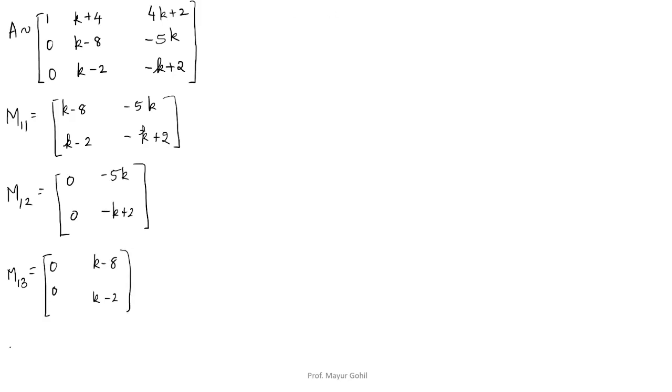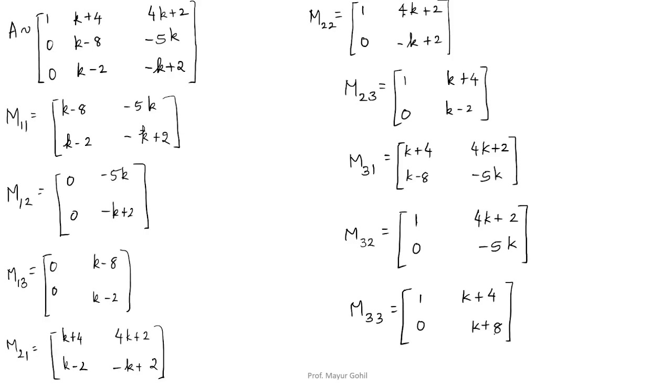Then we will have M21, so it is delete second row and first column. So you have here k plus 4, k minus 2, and then there is 4k plus 2, and here it is minus k plus 2. Then again like this we go on finding all the possible matrices. This is what we get. Now for each of the matrices we will calculate the determinant. So now the easy ones we will do first.